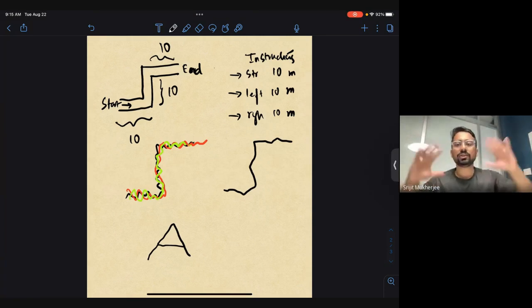Am I making sense, guys? Do you understand what is the difference between learning and instructions? Any doubts out here? I would love to clarify.